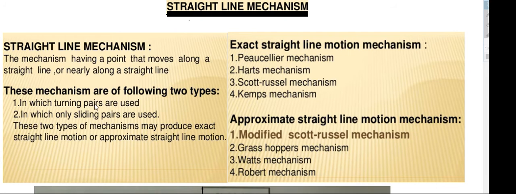So it need not be that exact straight line mechanisms are always turning and approximate straight line mechanisms are always sliding. There is no condition like that. Turning pairs are found in exact straight line as well as in approximate straight line mechanisms. The only thing is that one mechanism will have either turning pairs or sliding pairs only. There will not be a combination of these.